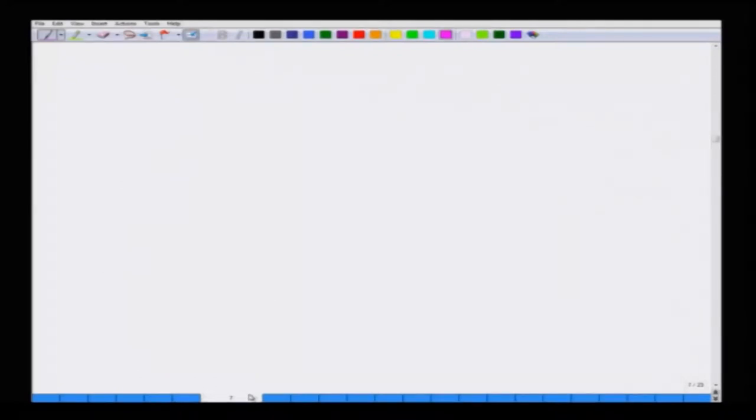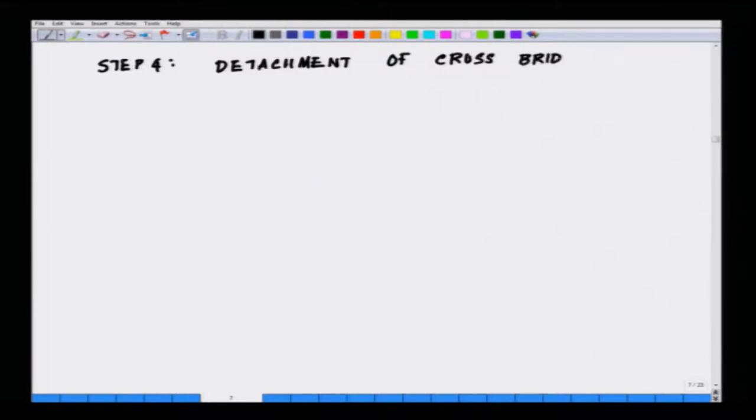Okay. So, coming back, the next step, step 4, is essentially detachment of the cross bridge, because this is a dynamic process. Detachment of the cross bridge is followed by step 6, which is reactivation of myosin. So, this is what is essentially happening. This whole process is being governed by the presence of calcium.